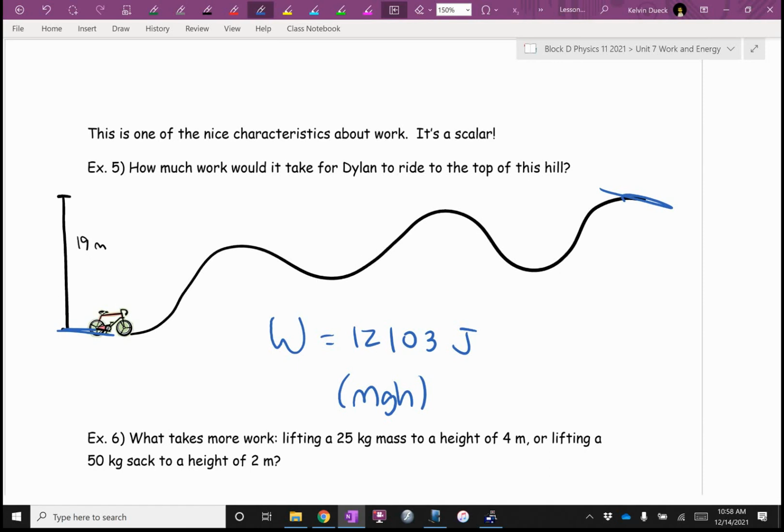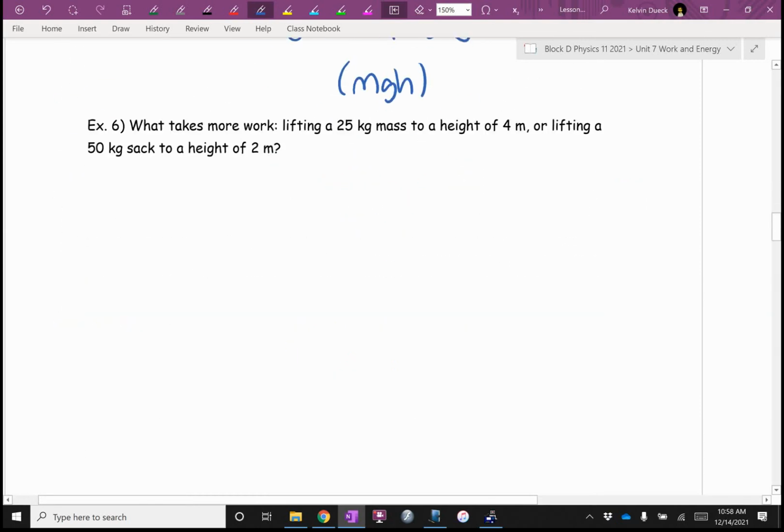And on a basic level here, Lena, we raised our height by how many meters? 19 meters, mgh. Hey, what takes more work? Lifting a 25 kilogram mass to a height of 4 meters or lifting a 50 kilogram sack to a height of 2 meters?